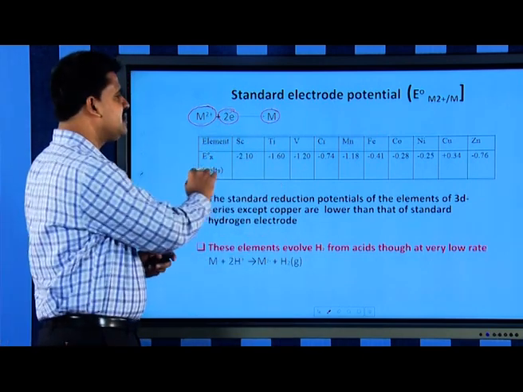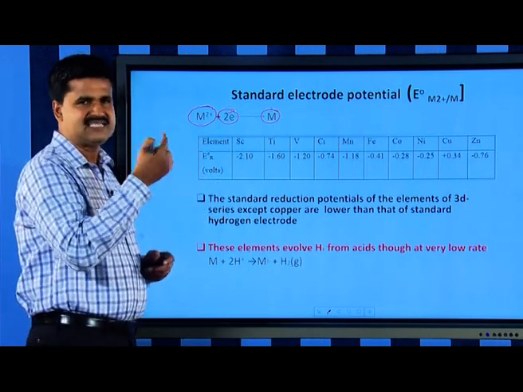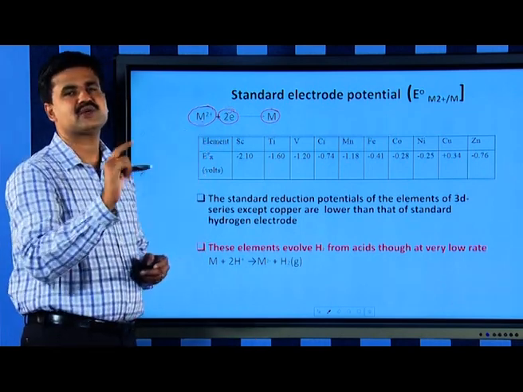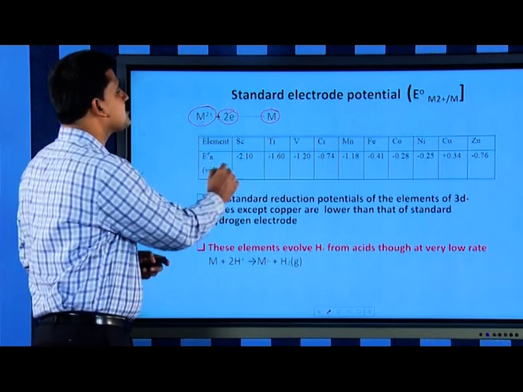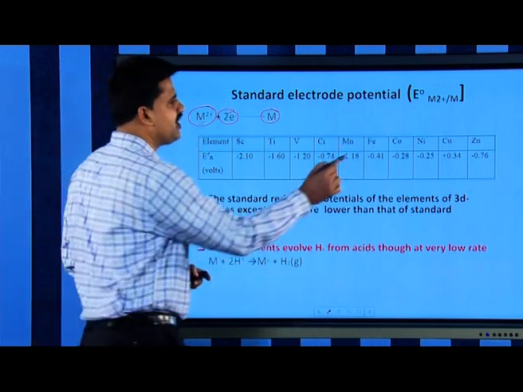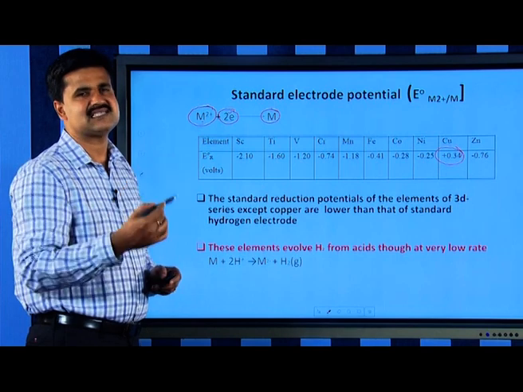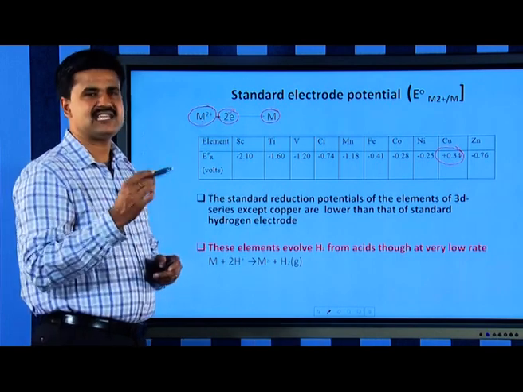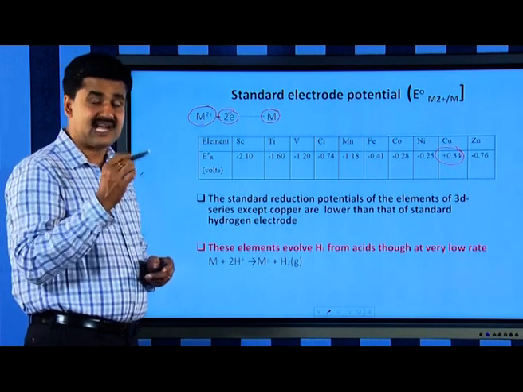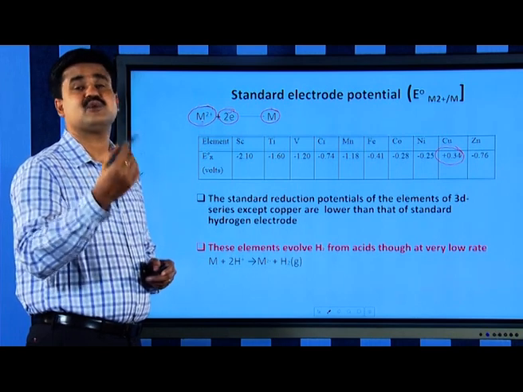That is, in this chart we are representing the tendency for the conversion of divalent cation into a neutral metal atom. The electrode potential shows a negative sign except for one metal, that is copper, where the reduction potential is positive. Reduction potential negative means the tendency to get reduced is minimum. That means the metals have higher tendency to get oxidized.